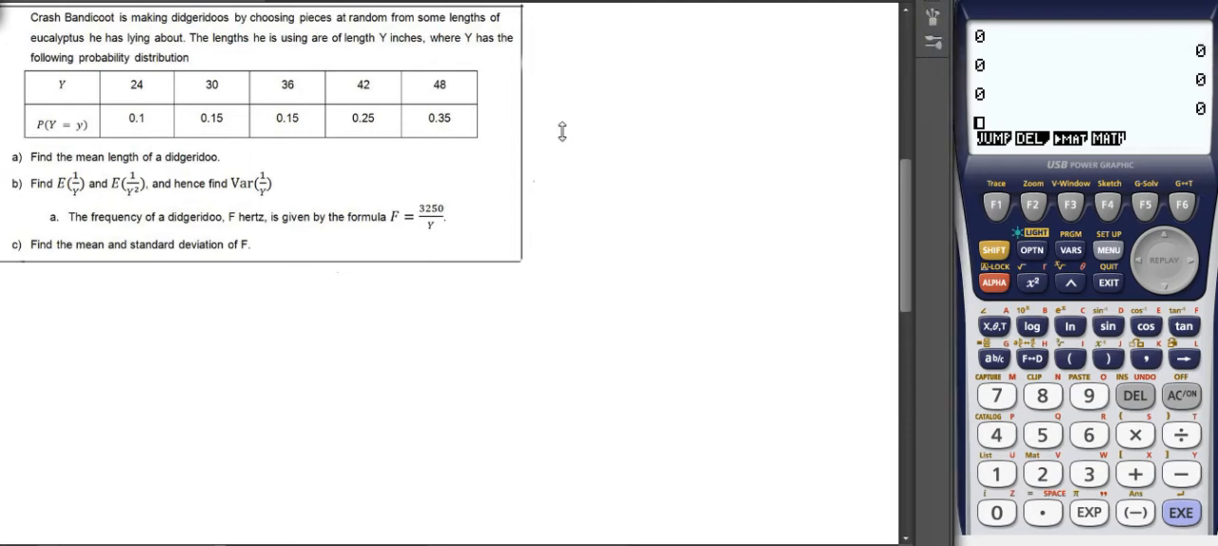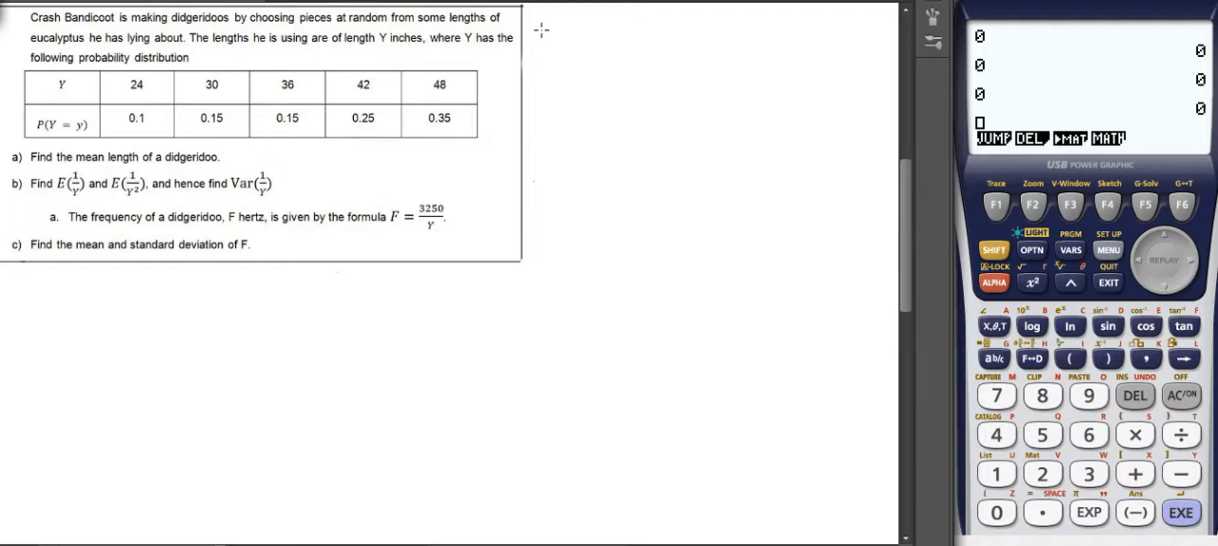Okay, question 3. Crash Bandicoot is making didgeridoos. He's choosing pieces at random of length y, and we're given the probability distribution of y. So the first question is the mean length of a didgeridoo. Well, that's the mean of y.